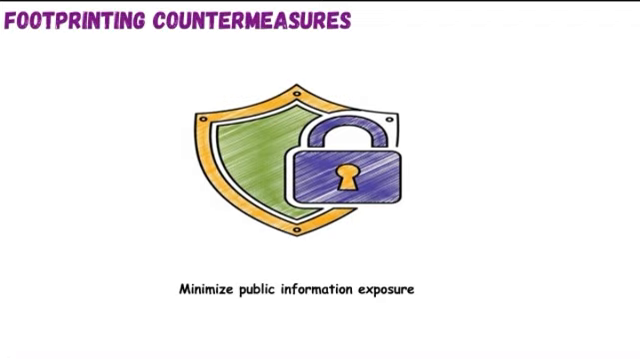This includes scrutinizing website content, social media profiles, and public records to ensure sensitive data is not inadvertently exposed. Key strategies involve using privacy services for domain registration to hide personal details in WHOIS records, implementing strict access controls on public-facing servers, and ensuring that robots.txt properly disallows indexing of sensitive directories by search engines. Organizations also need to educate employees on what not to share on social media.